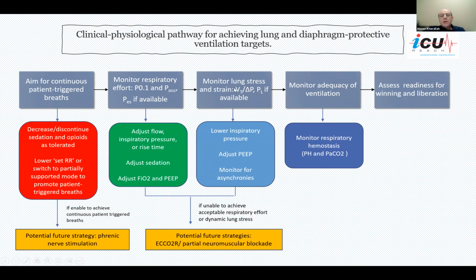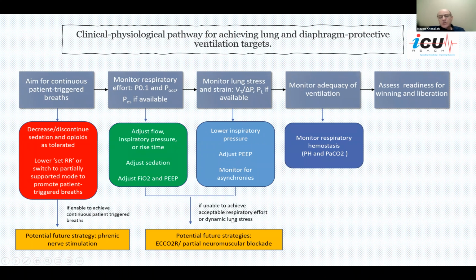Then you look at the lung stress and strain. Again, it is the change in volume divided by change in pressure. You can look at the dynamic transpulmonary pressure if you have an esophageal pressure monitor. You lower the inspiratory pressure based on that, you adjust the PEEP based on that, and you monitor for asynchronies.